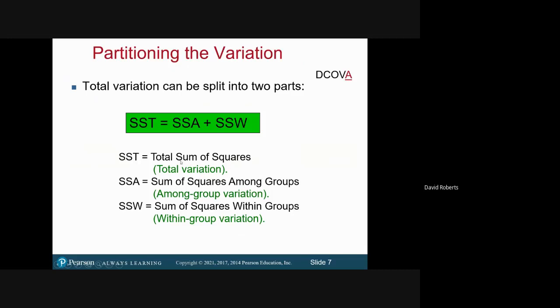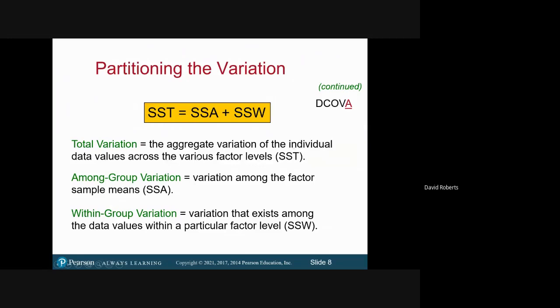So we have 2 types of variation, and obviously the total of the 2. We have the sum of the squares among the groups, and then we have the sum of the squares within the groups. And so the total variation is simply SSA plus SSW.